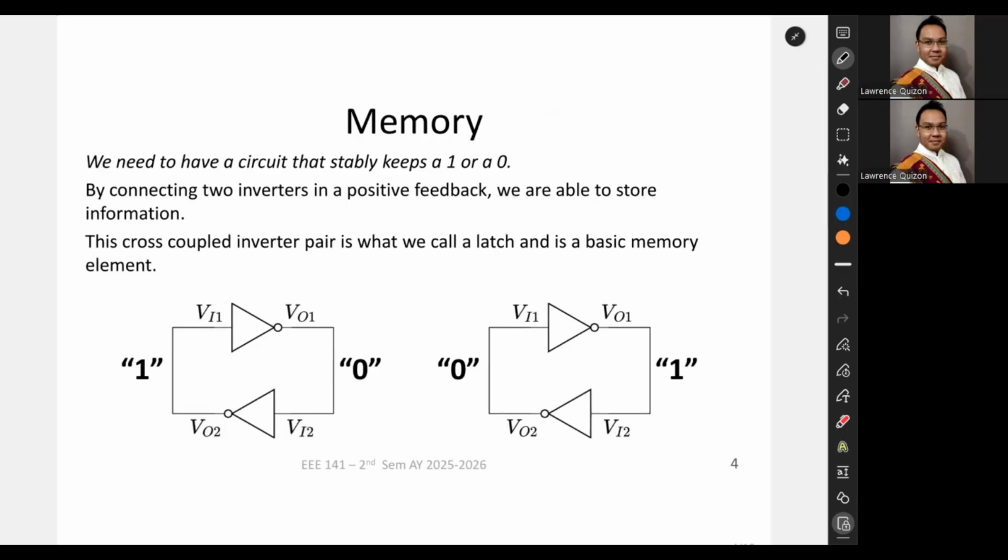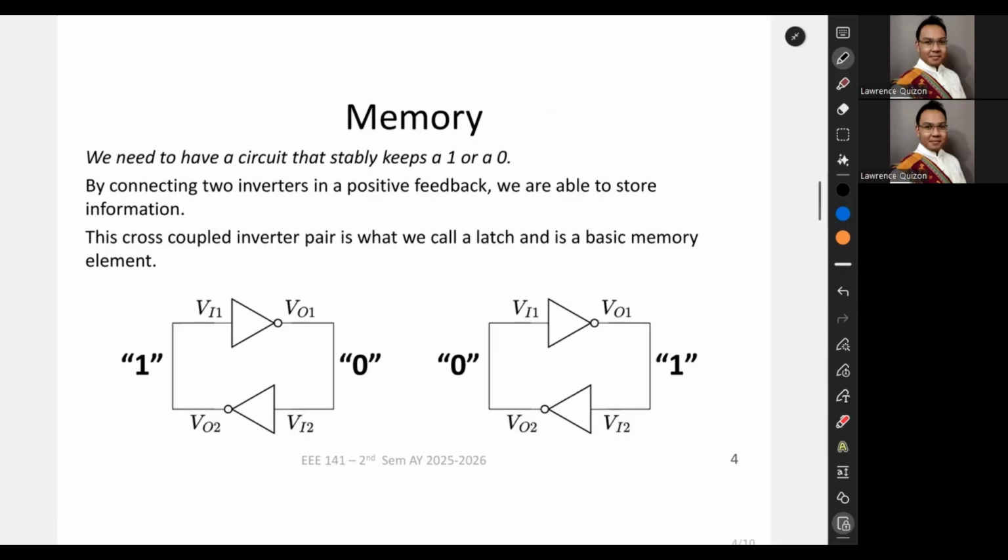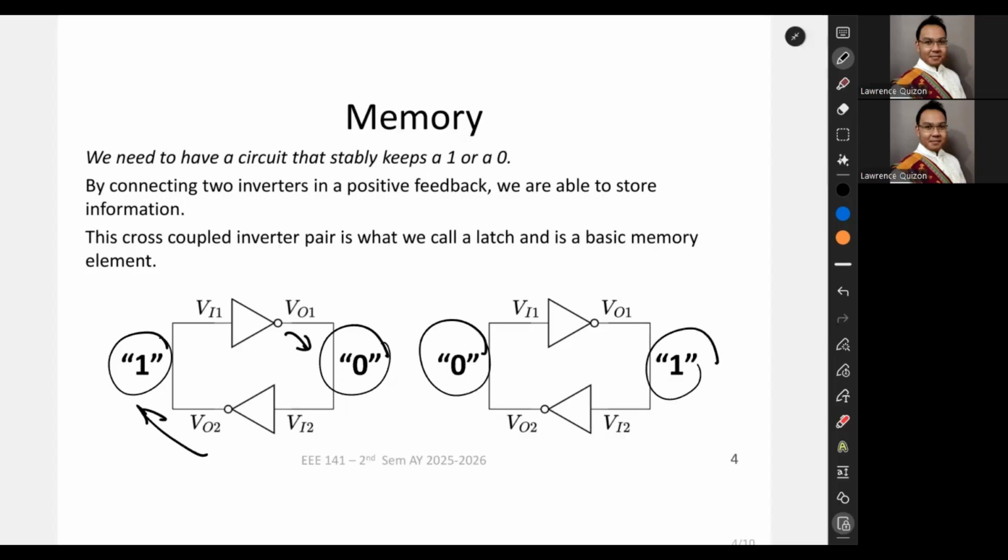Now, we observe that if we interconnect two inverters in a positive feedback, we're able to store information. So, for example, here, if this wire is 1, then this inverter will turn that wire into a 0. But then this is now a positive feedback. It's stable at that state because this inverter turns this into 0 and this inverter turns this into 1. But it can also be vice versa. If this wire starts at 0, then this inverter will enforce that this is 1. But then this inverter will enforce this to be 0.